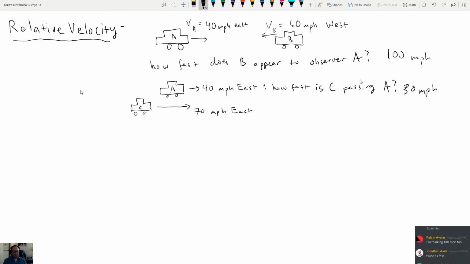So how can we compare these two ideas? In the first case, you added the velocities. In the second case, you subtracted the velocities, right? Well, it turns out you're doing the same thing in both cases. It's just that in the first case, velocity B was actually negative, basically, right? So you could think of it as doing 40 minus negative 60, for example.